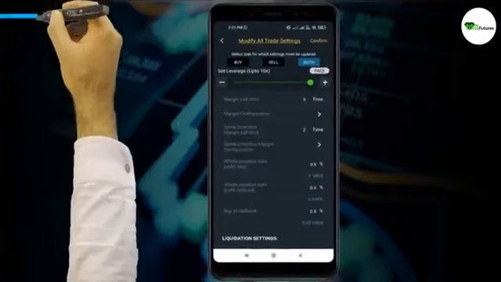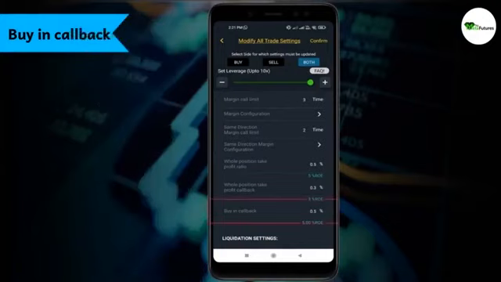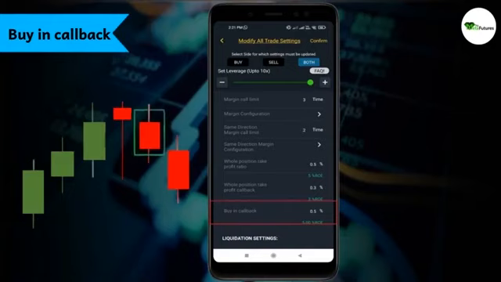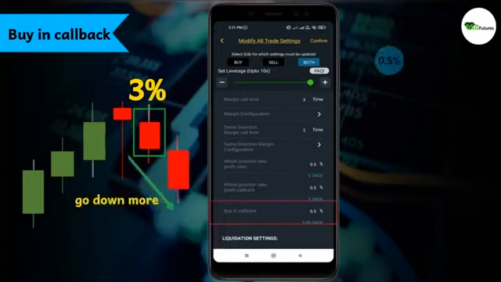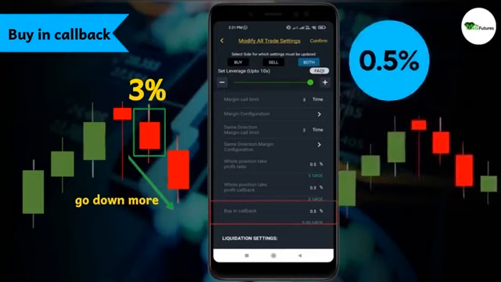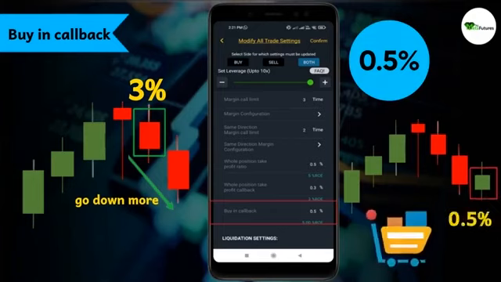Next is buy-in callback. It's the maximum callback the trade gets to reorder at the best price possible. Suppose that the trade is going down. You have set the first buy call at 3%, so when the trade goes down by 3% the bot will buy a trade. But there is a possibility that the trade will go down more. As I have entered a 0.5% value in buy-in callback, when the trade goes up by 0.5% then the bot will buy a trade.